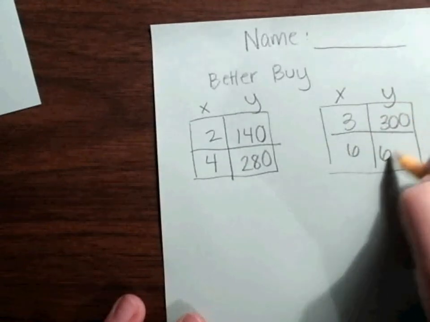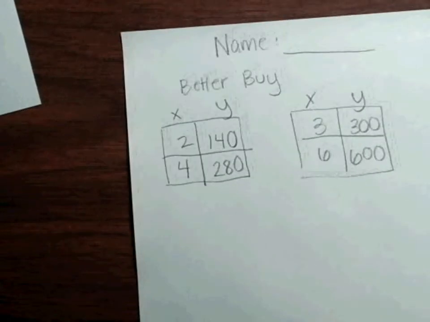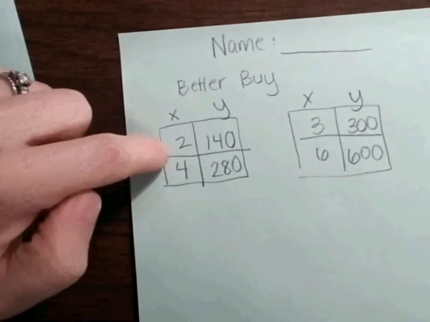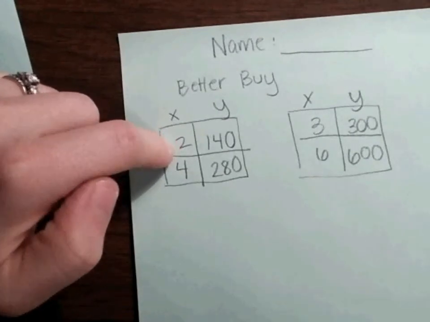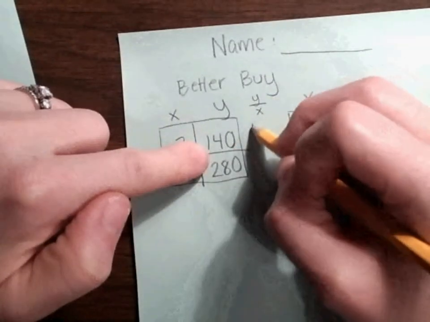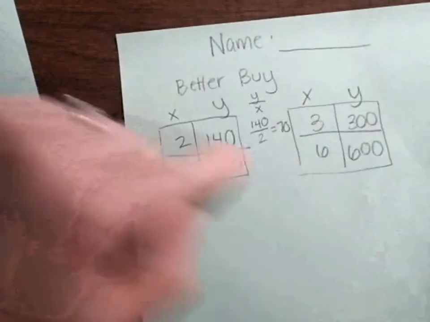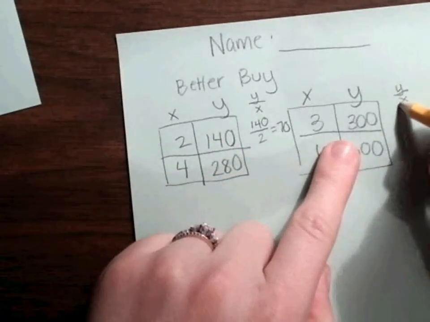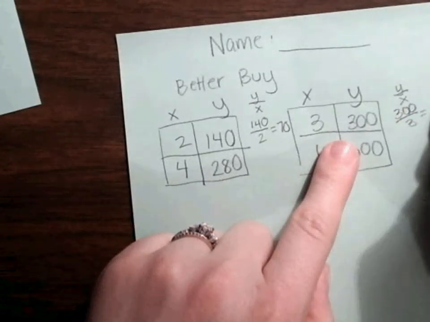When you're looking at better buy, I've always told you that you're looking at unit rate. So unit meaning 1. I want the x to be 1. So in order to do that, I do y divided by x. I put 140 divided by 2, which gives me 70. And over here, I do y divided by x again, which is 300 divided by 3, which gets me 100.